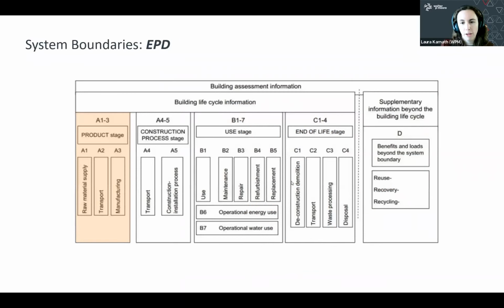So coming back to our life cycle stages, an EPD only considers the product stage. So that's the raw material supply, the transportation to the manufacturing facility, and the manufacturing itself. All of the stuff that happens beyond that, we don't know from an EPD, and that's one of the things that our life cycle assessment software will help us with, because it uses other data sources to fill in this other information.